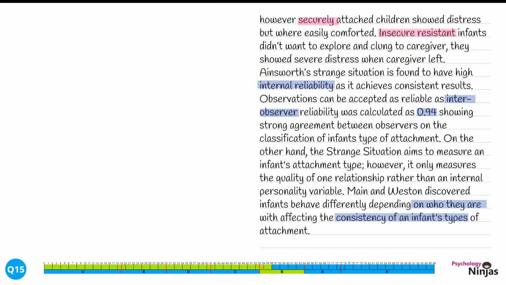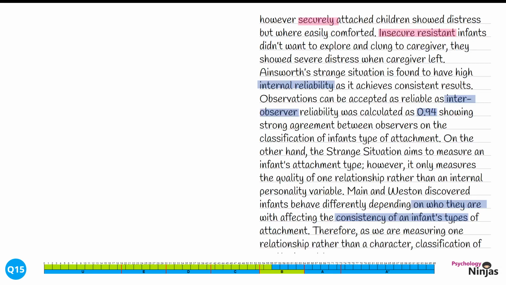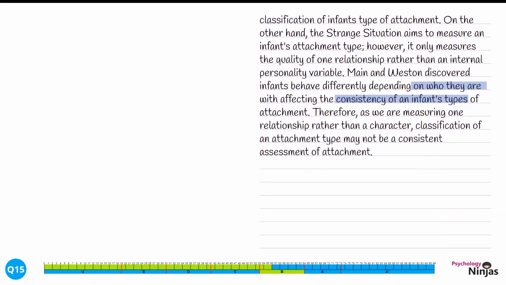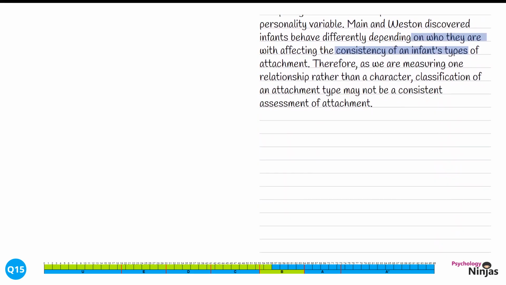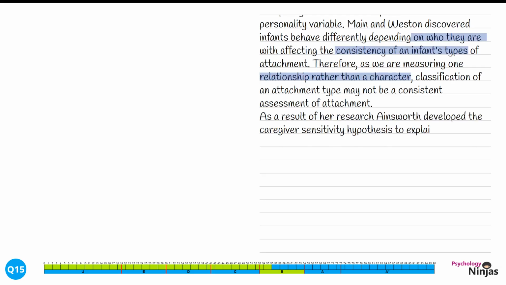And then we're going to give a mini judgment about reliability. Therefore, as we are measuring one relationship rather than a character, classification of attachment type may not be a consistent assessment of attachment. We've linked this judgment straight back into the way that the question has been phrased, saying that we are inconsistent in our use of the strange situation to analyse attachment type because we're measuring a relationship rather than attachment. In order to address both skills, we're going to go back to describing the strange situation.